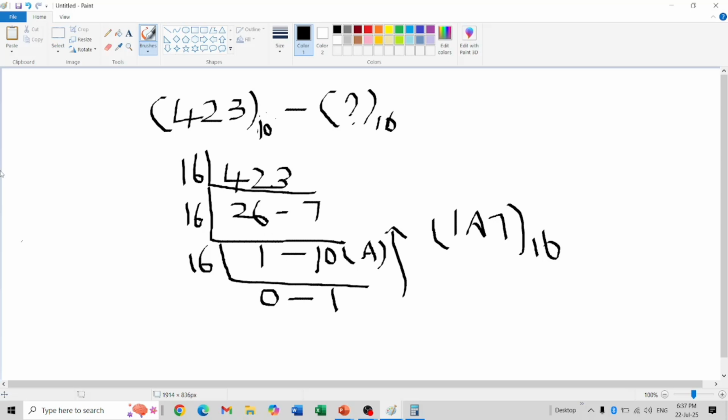You have to divide the number. If it is binary, divide the number by 2 and collect the remainder in every step. And next one, if it is octal, divide the number by 8. And if it is hexadecimal, divide the number by 16. So this is what you have to do, the decimal to other number system conversion.